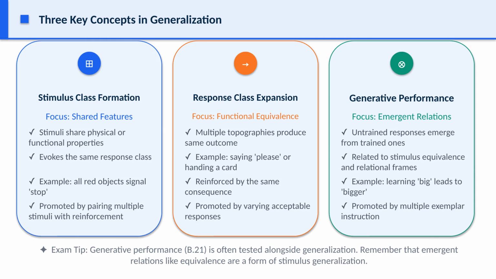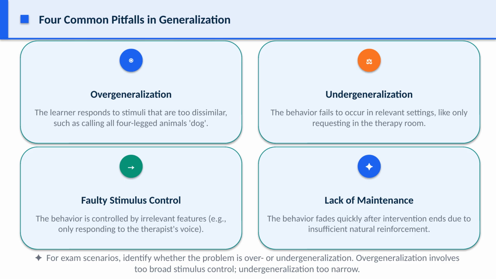For example, learning big leads to bigger through multiple exemplar instruction. This is critical for language and academic skills. Expect questions on how to program for novel, untrained responses. Mastering these concepts helps you design generalization strategies that stick. As you prepare for the BCBA exam, it's crucial to recognize that generalization isn't always successful. 4 specific pitfalls can derail it.